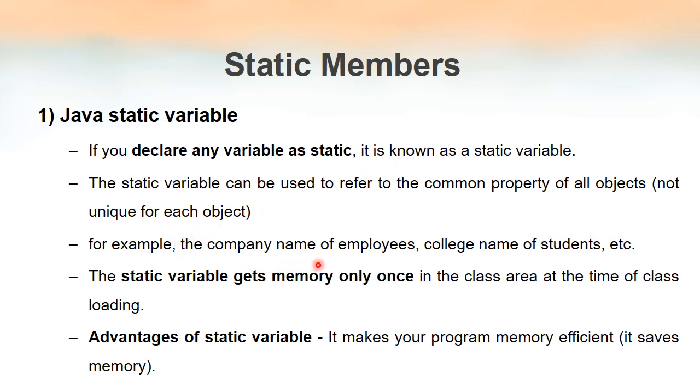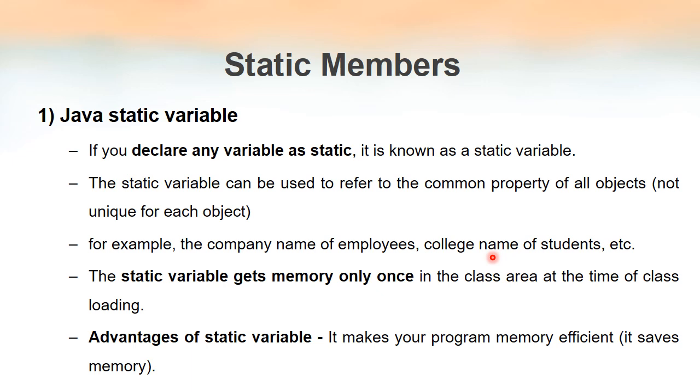For example, see this company name of employees. If we are creating a program that deals with the details of employees of a company, the employee name, age, weight, height, address, everything will be different. But the company to which these employees belong will be the same. So there is no need to use a separate variable for each employee. Since all the employees belong to the same company, we can declare the company name as a static string variable, so that the variable will be shared by all the employee objects.